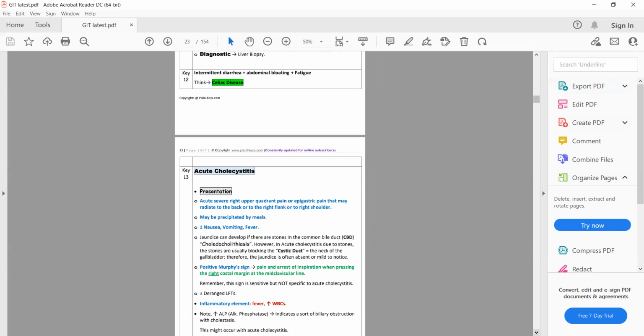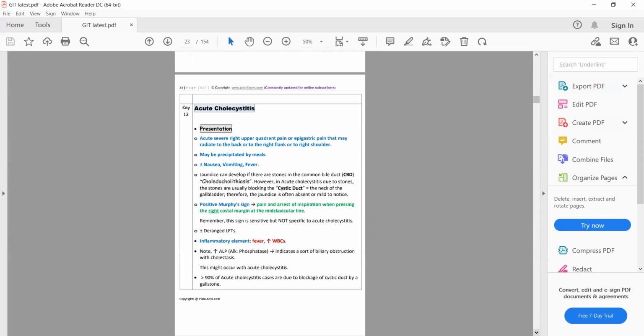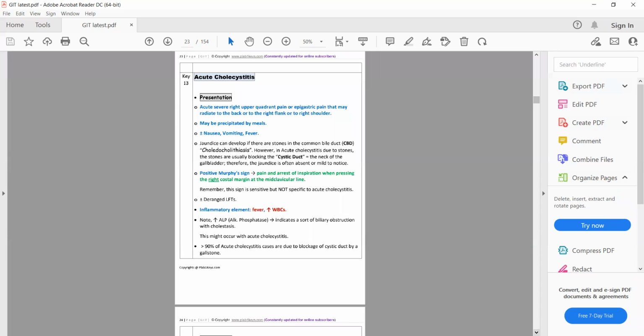What will be the lab findings in acute cholecystitis, as it's an infection? So WBC will be increased and LFTs will also be mildly deranged. 90% of the acute cholecystitis cases are due to blockage of the cystic duct by a gallstone.